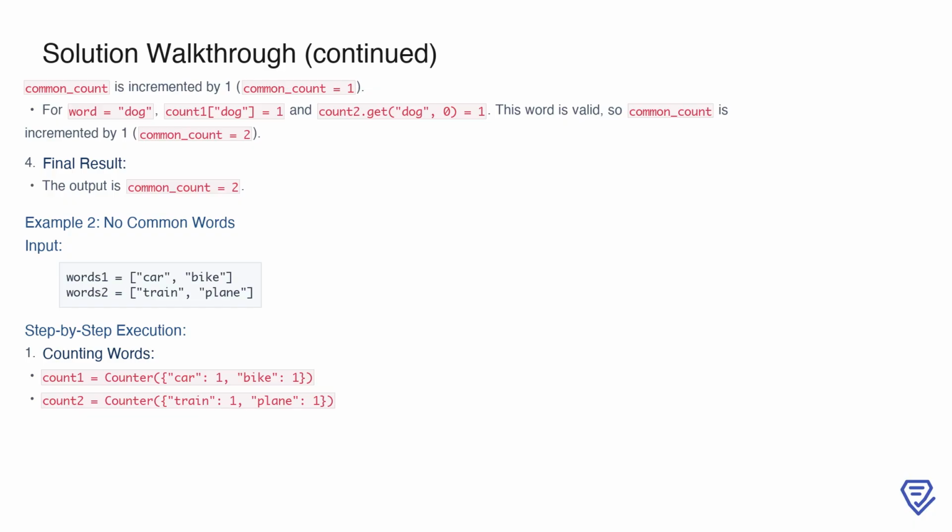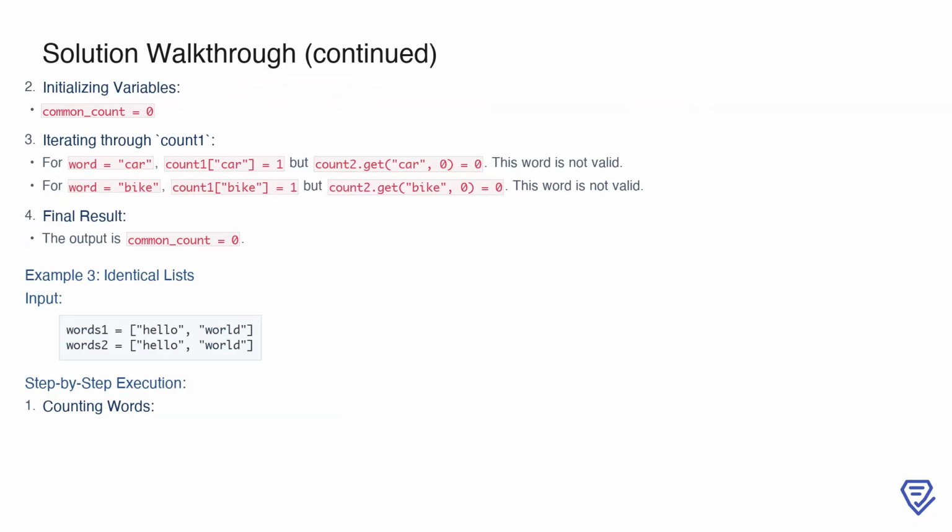Now, in the second example, we look at two completely disjoint lists, words1 and words2, where there are no common words at all. For words1, the frequencies are car: 1, bike: 1, and for words2, the frequencies are train: 1, plane: 1. After calculating the word counts for these lists, we again initialize common_count to 0. As we iterate through the words in count1, we first encounter car. It appears exactly once in words1, but it does not exist in words2, so it is not a valid match.